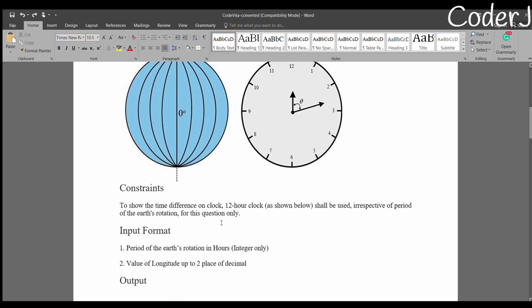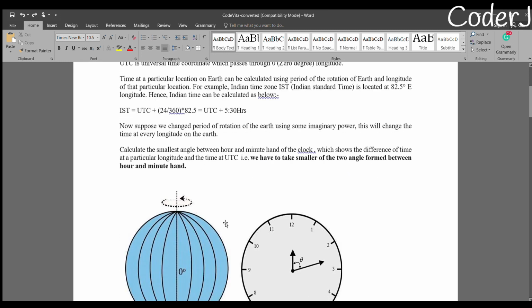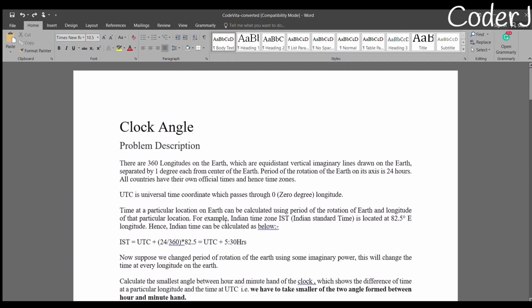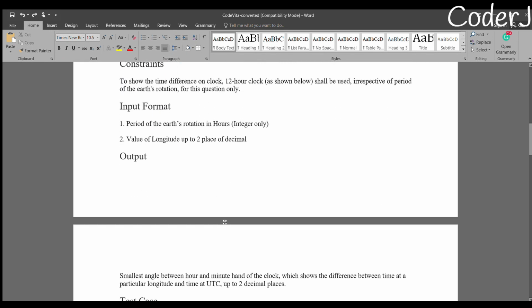I'm not writing this because it is of no sense, of no meaning, at least to me. If you want, you can pause the video and read it, but you are wasting your time. So, the constraints: to show the time difference on the clock, a 12-hour clock shall be used, irrespective of the period of Earth rotation, for this question only. The period of Earth rotation is in hours, so it's an integer value only, and after that we have the value of longitude, which is to two places of decimal.